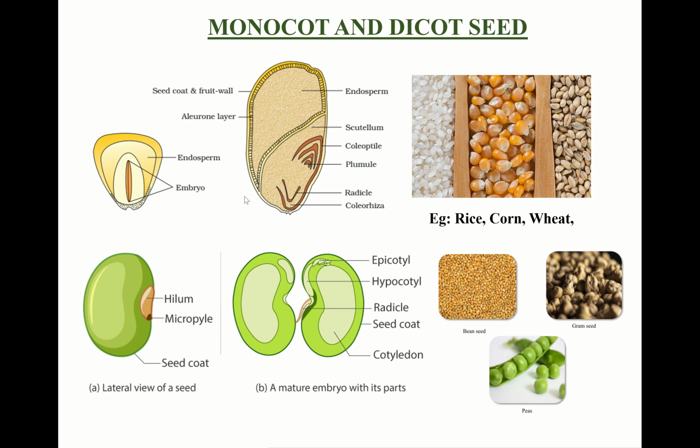In the hypophysis region you can see the radicle-like structure, and this gives rise to roots. Okay, and the one which covers the radicle is called coleorhiza. It is also a protective layer which covers the radicle so that it can easily give rise to roots. Okay, what are the examples of the monocot seeds? All the poaceae members are examples of monocot seeds. For example, rice, maize or corn, wheat.